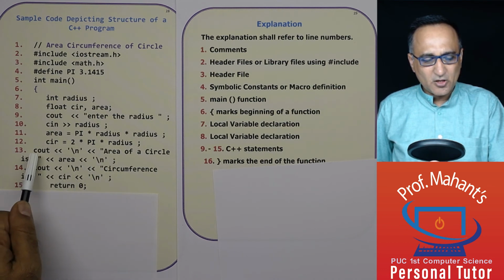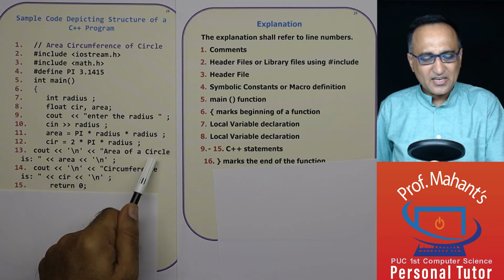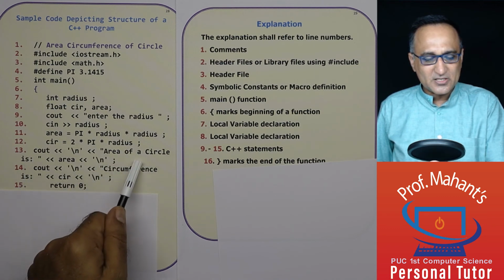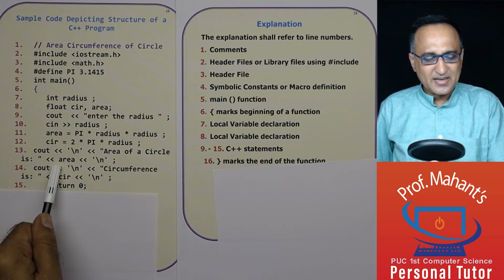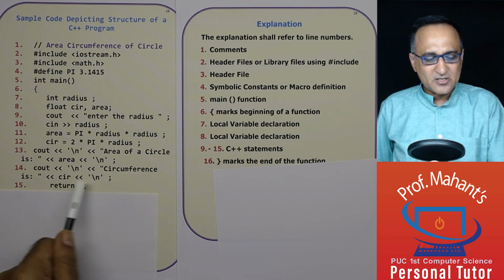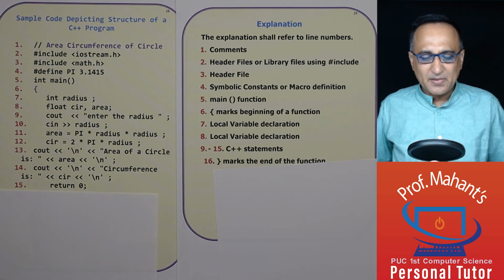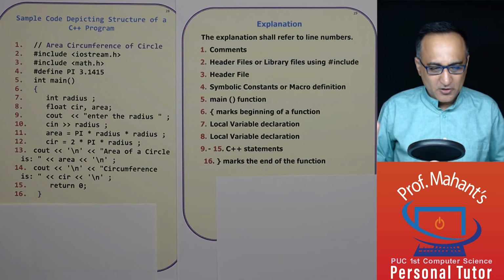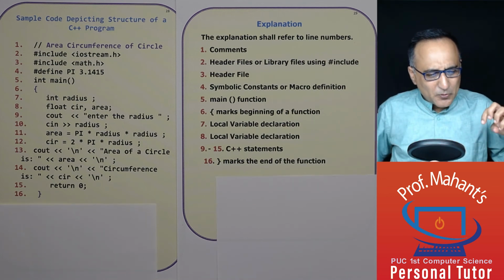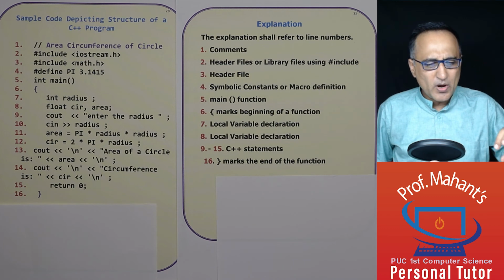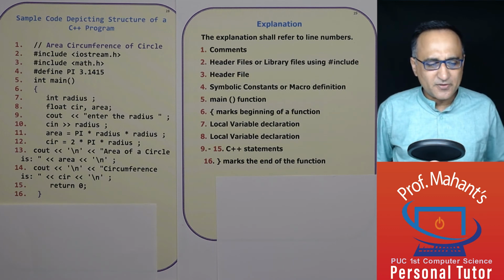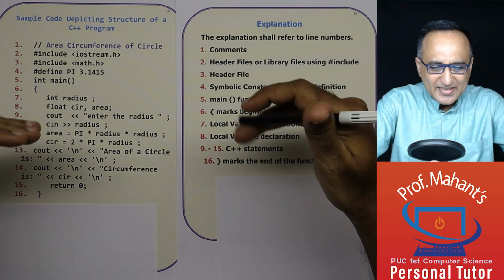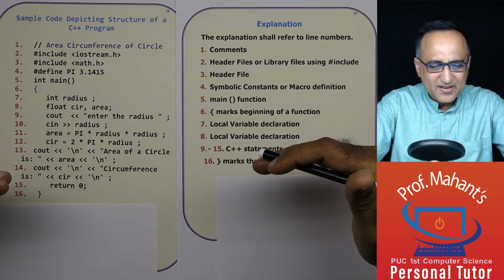Don't worry about the slash and all this. I'm displaying the radius here, and the area of the circle. Sorry, I'm displaying the area of the circle here, and I'm displaying it as area here. Cout, circumference of the circle as circle, and then ending by return 0. The last line marks the end of the function. So this is a simple program meant to show you how I am calculating the area and circumference of a circle. So take a look at each of the lines and try to understand what they really mean.